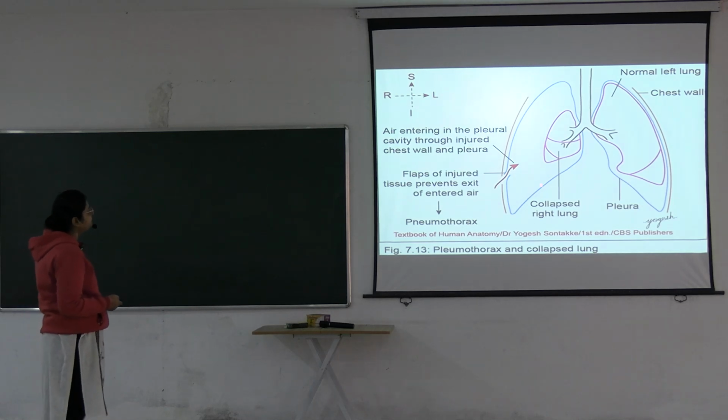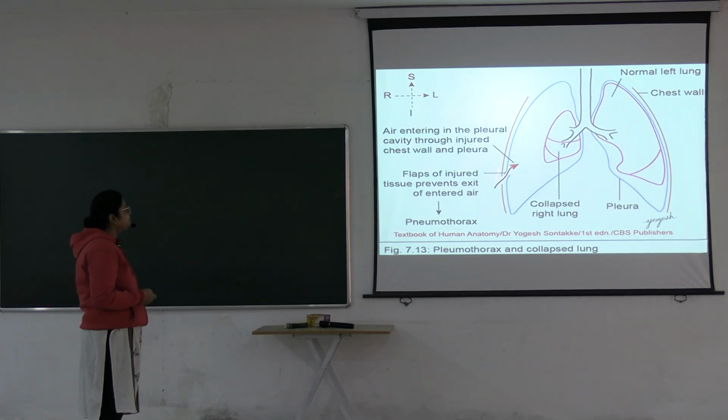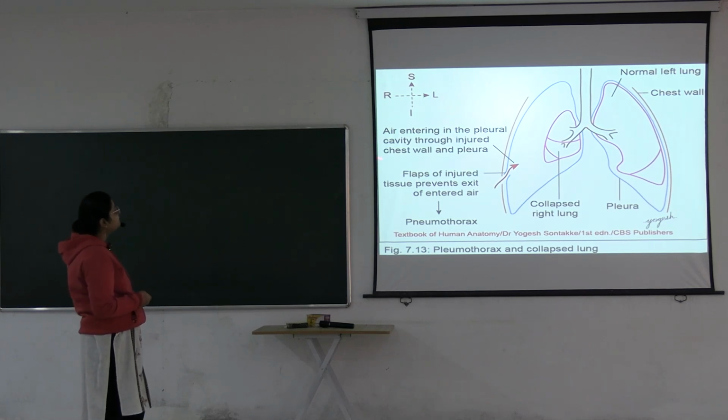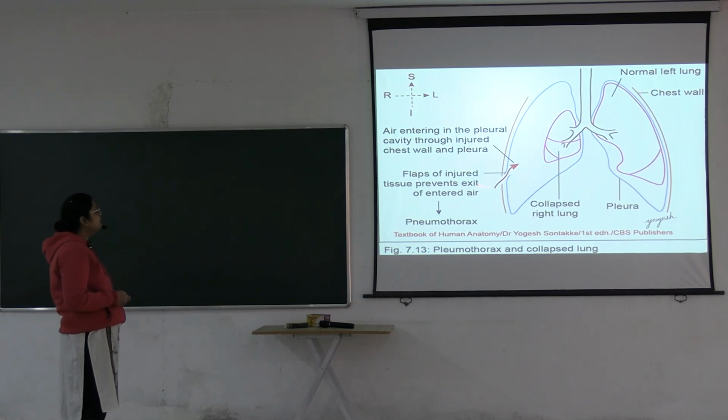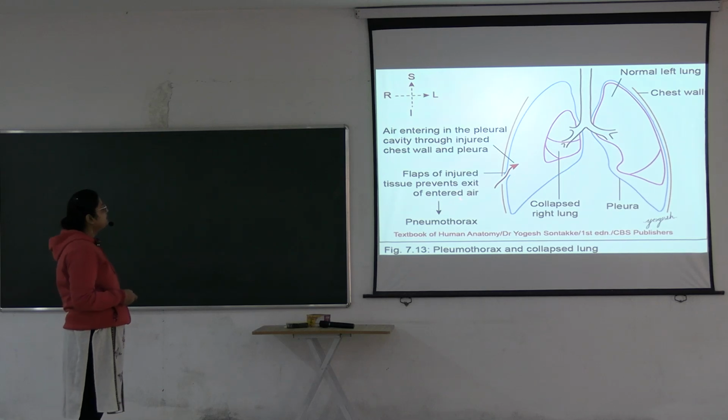Here, pneumothorax: there is injury in the thoracic wall, and air has entered into the pleural cavity, so negative pressure is lost and the lung is collapsed on this side. Collapsing of the right lung. Air enters the pleural cavity through the injured chest wall and pleura, and flaps of injured tissue prevent exit of the entered air. It will lead to pneumothorax.